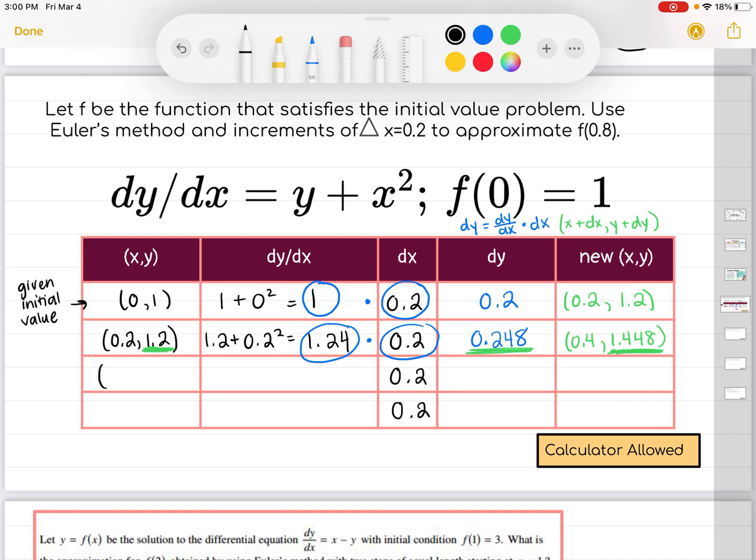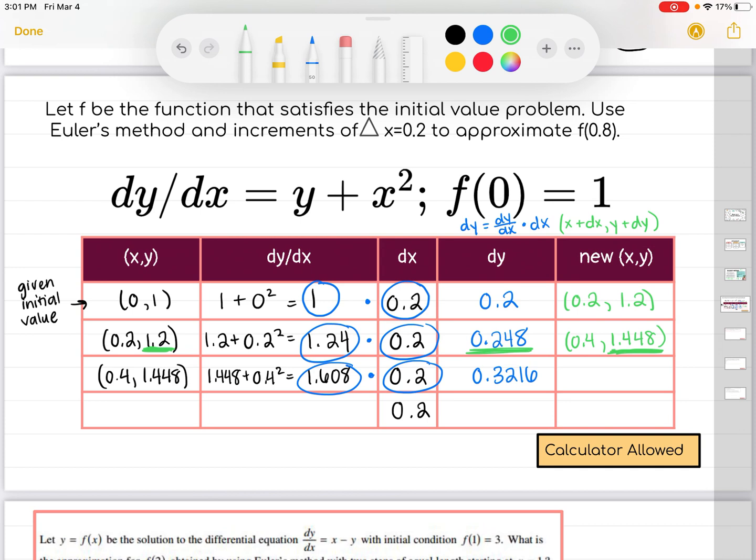So again, take the point we just finished with and start with that, 0.4, 1.448. Okay, I've got to plug that into my dy/dx equation. So 1.448 plus 0.4 squared. Put that in a calculator, you get 1.608. Now I'm going to multiply my dy/dx by my dx to get my dy.